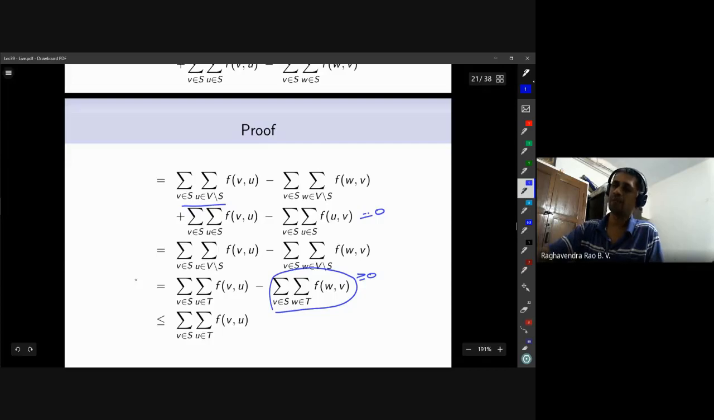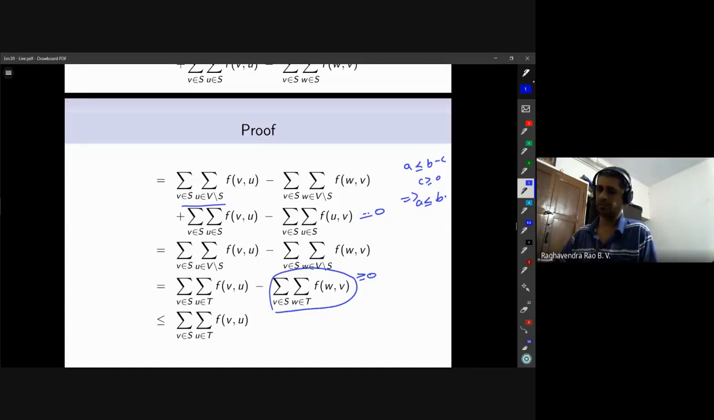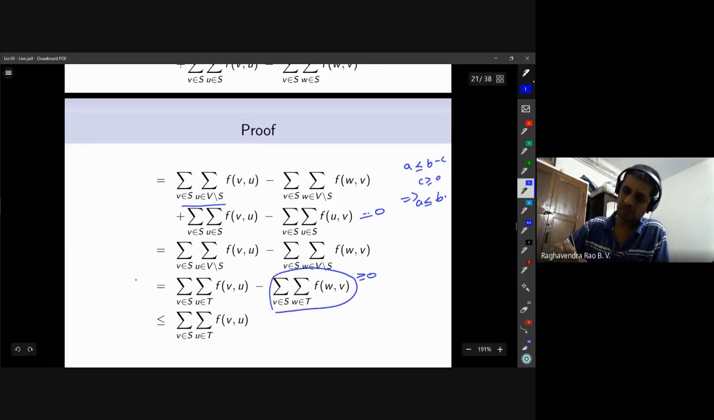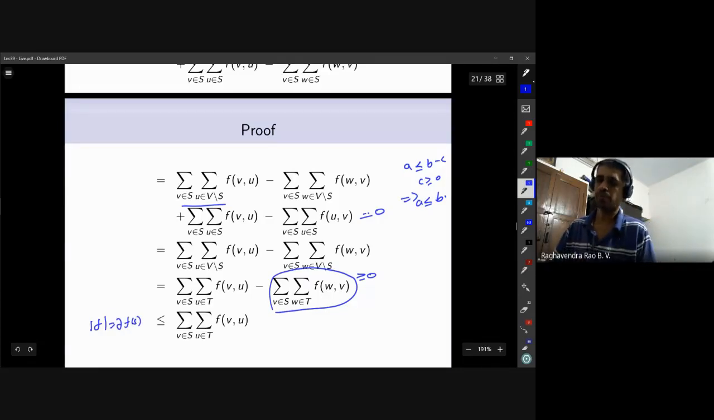So if I have something like, say, A is less than or equal to B minus C, but I know that C is greater than or equal to 0, this implies A is less than or equal to B, right? So I can write this. Okay, so what did we get? So I'll just rewrite again. So this is value of F, which is del of F of S, is less than or equal to this summation.